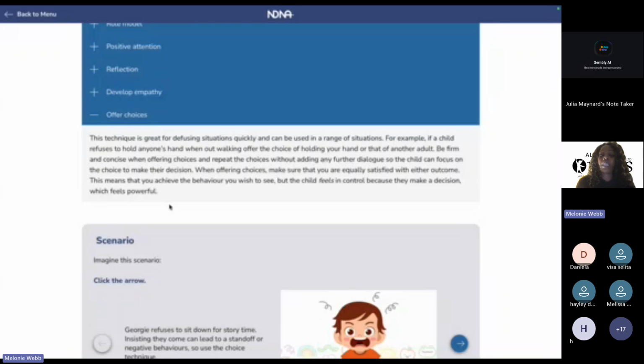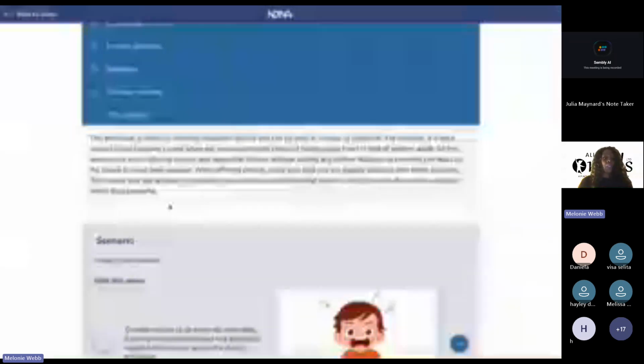Be firm and concise when offering choices and repeat the choices without adding any further dialogue so they can focus on the choice to make their decision. So don't chop and change those choices. Keep it simple to 2 choices. We can do this or we can do this. You decide. Make sure that you're equally satisfied with either outcome, though.